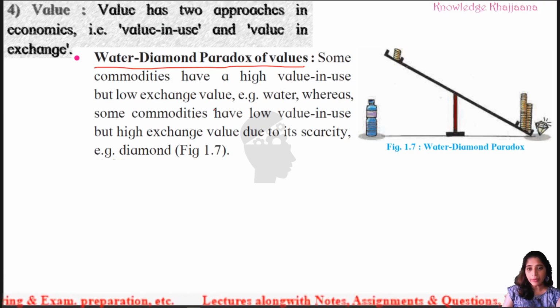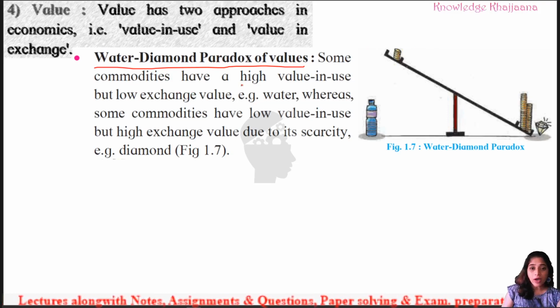Okay, what is meant by paradox? Contradictory. Two things contradict each other, or their concepts are different, exactly opposite to each other. That is called a paradox. The things or the concepts which are opposite to each other are called a paradox. See, water and diamond have the paradox. We'll see in detail.